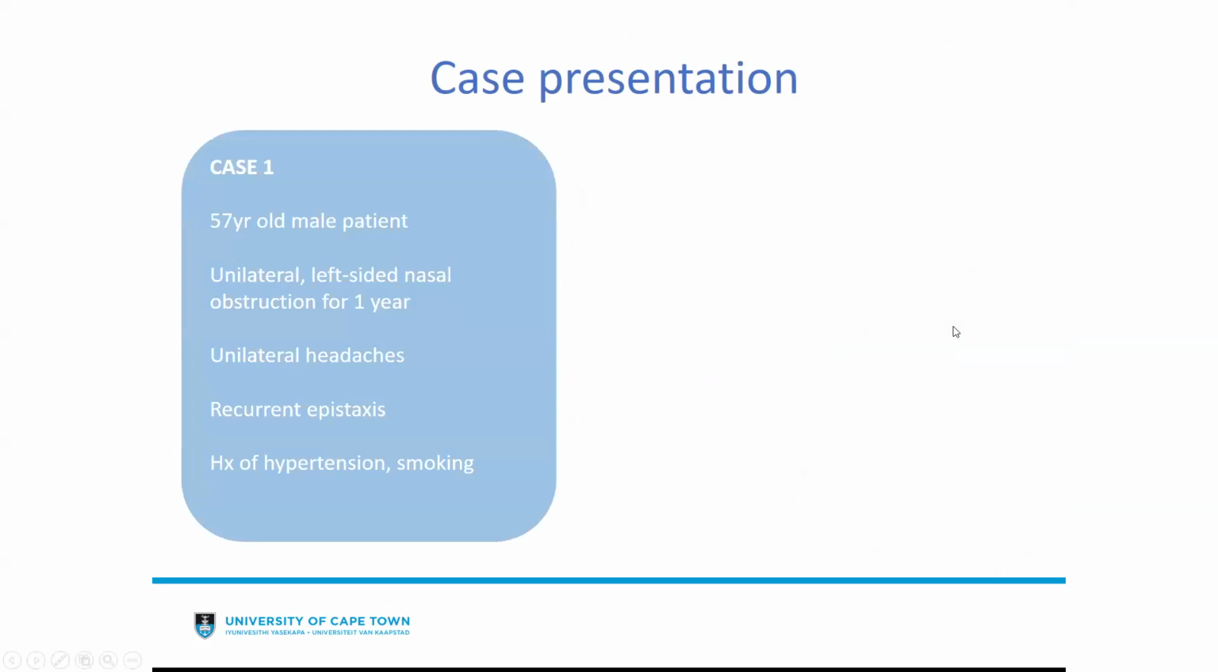The first case is about a 57-year-old male patient who visits you in clinic. He has a unilateral left-sided nasal obstruction since 1 year, and he also has unilateral headaches as well as recurrent epistaxis. He has a history of hypertension and smoking, but is otherwise in good general health.